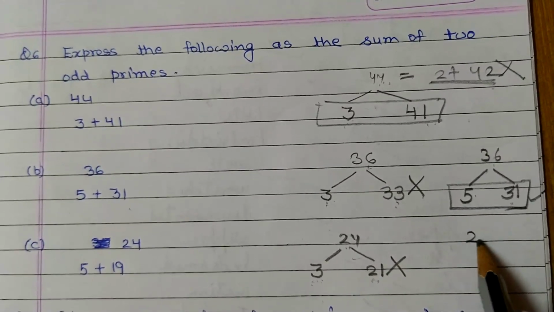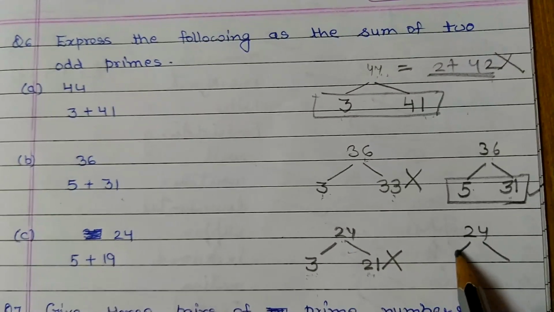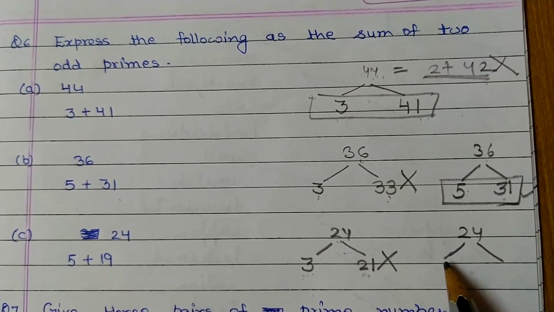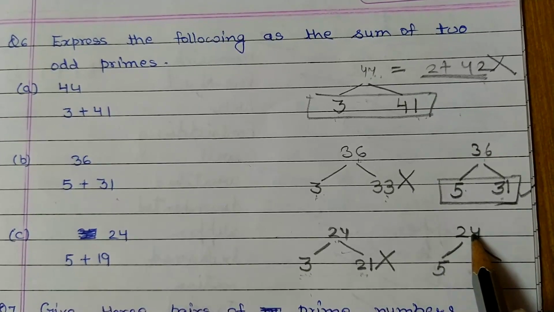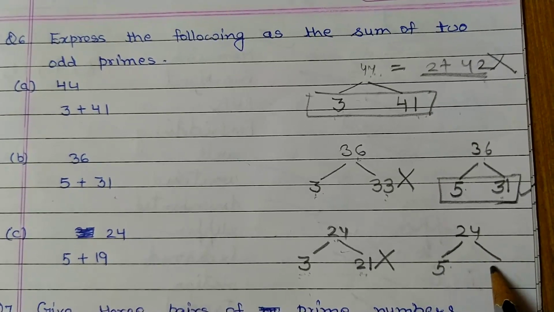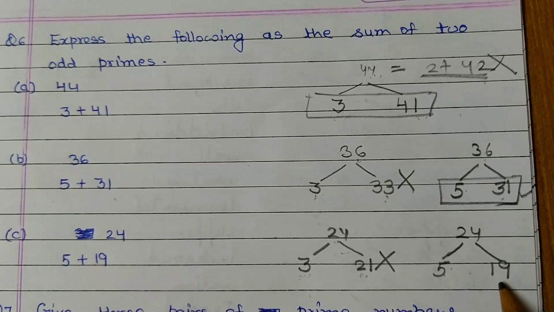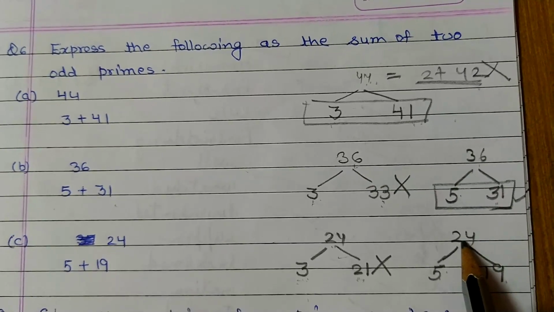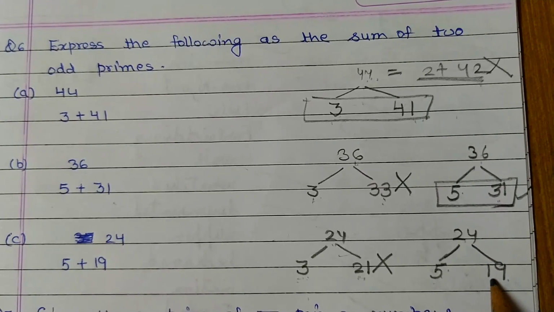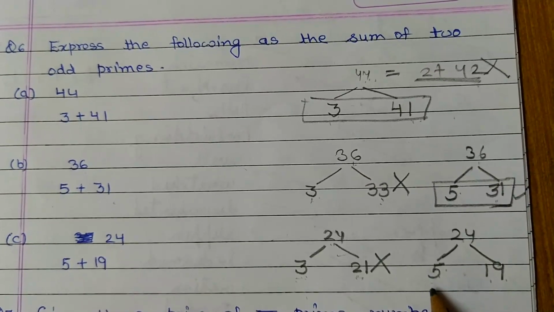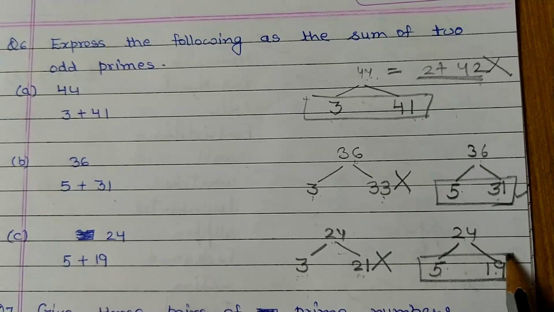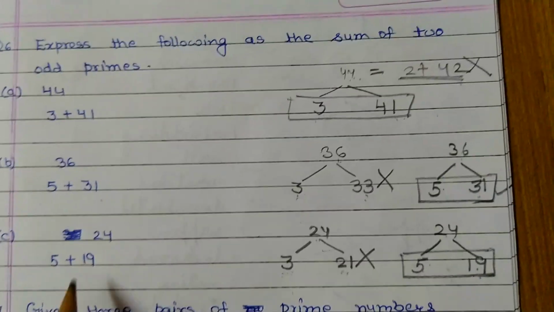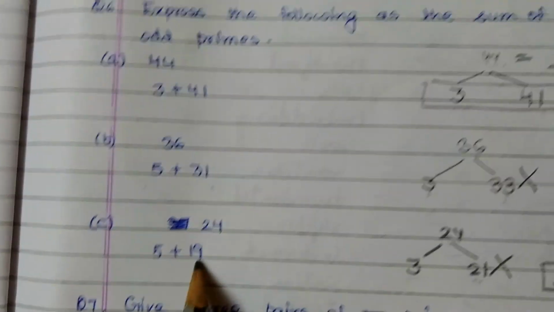Move to the next. Now after 3, the next prime number is 5. If I take 5, subtract 5 from 24, you get 19. Again check. Their sum is 24. Are the two numbers prime numbers? So you will see that both the numbers are prime numbers. So here 5 plus 19 is the answer.